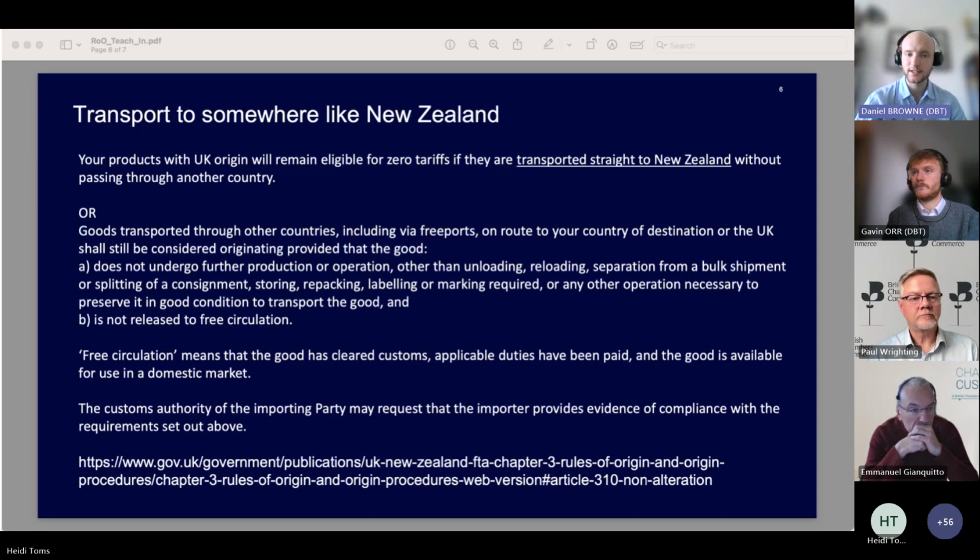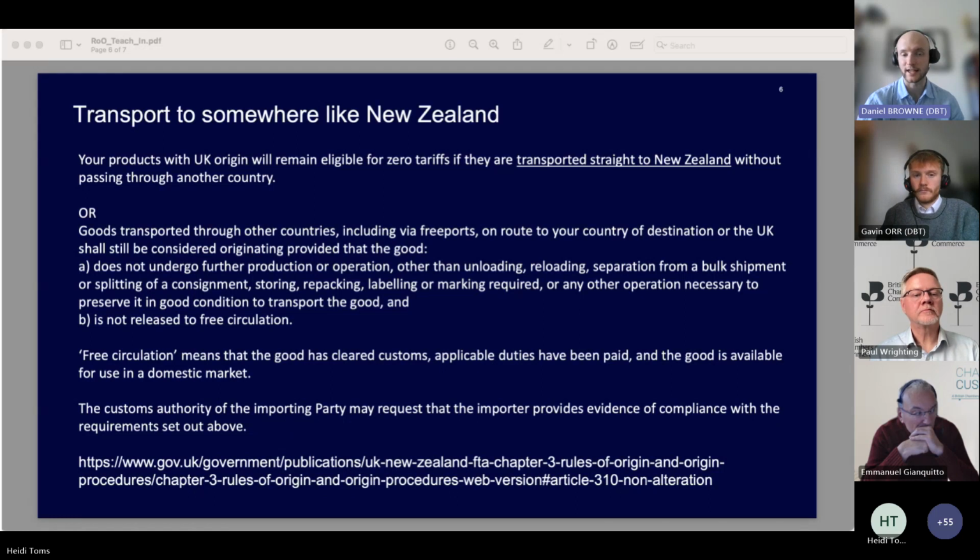If this is not the case, then don't panic, it's not the end of the world, because the goods can be transported through other countries, including via free ports, on the way to New Zealand, if certain criteria are met. And you can see these on the slide now under points A and B, and I'll just summarize them. So even if your good goes through other countries on the way to New Zealand, let's say it stops through a free port like Hong Kong, or it goes through Australia, what have you, provided it doesn't undergo any further production or operation, it should still receive preferential tariff treatment.